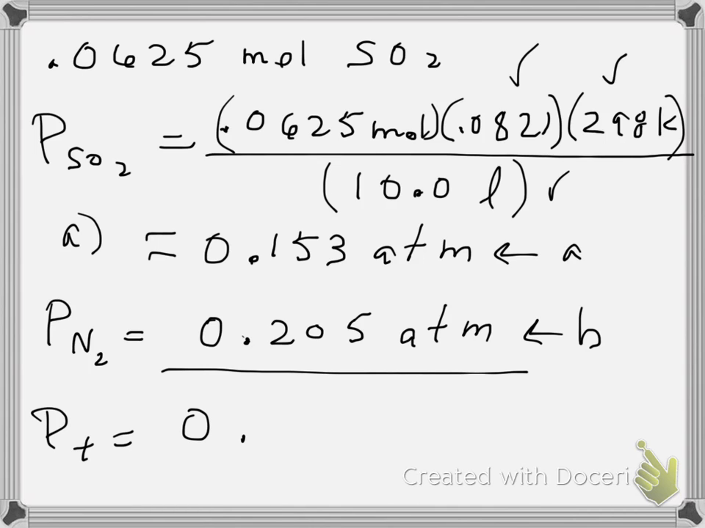So that's 0.358 atmospheres in the 10-liter container. And notice that it didn't matter what the volumes and temperatures were of the original containers, because they were being transferred into a 10-liter container at 25 degrees Celsius. Did I get that right? Yeah, 25 degrees Celsius. So the other information was not necessary to the problem.